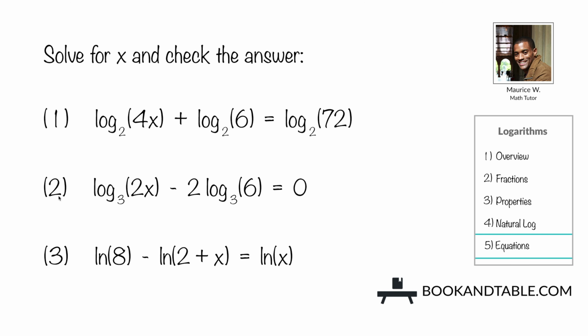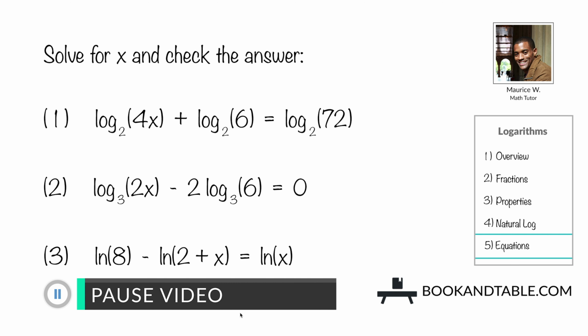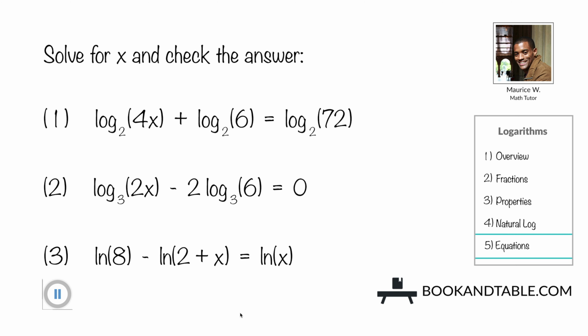Question number 2. The log base 3 of 2x minus 2 times the log base 3 of 6 is equal to 0. In question number 3, the natural log of 8 minus the natural log of 2 plus x is equal to the natural log of x. Pause the video, answer these questions, and then press play when you are ready to begin.